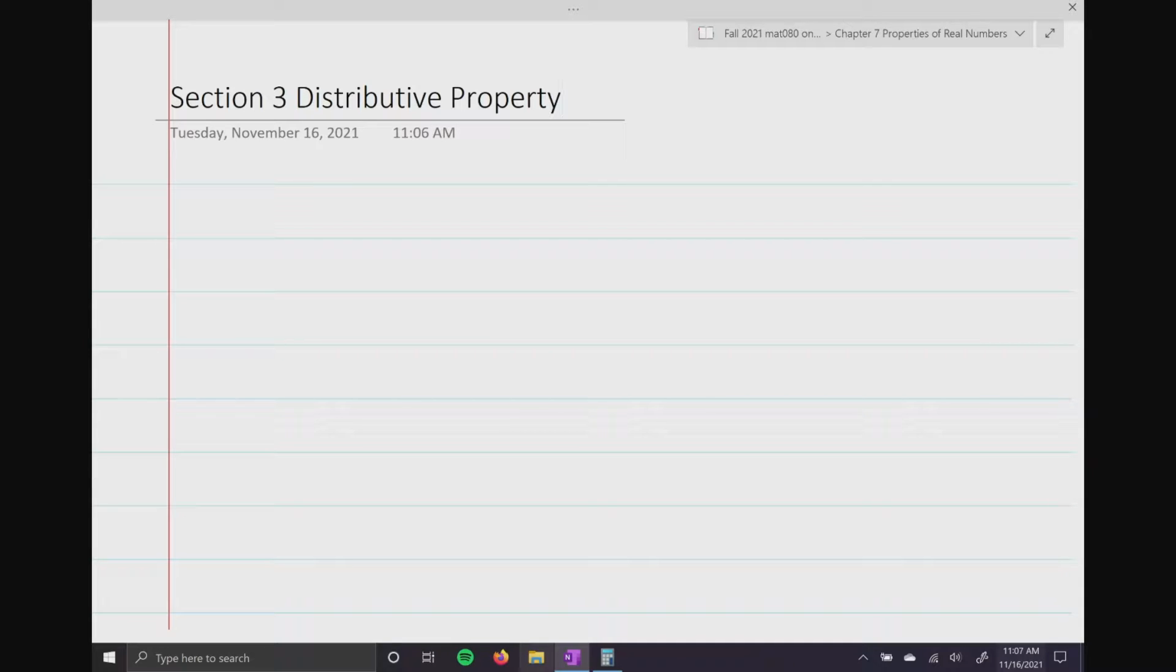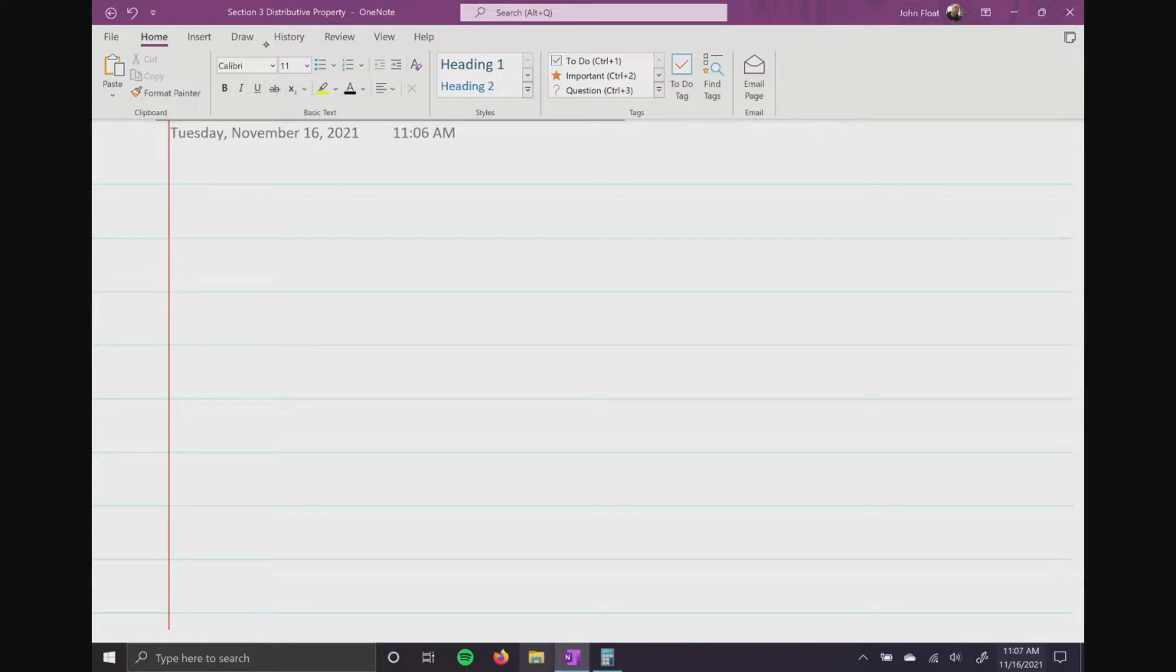All right, so here we are in section 3, and this is definitely one of the most important properties that you're going to learn from now until you are done with math, which is called the distributive property, okay? So what I'm going to do is go ahead and define it, and then I'm going to show you how it works. Sorry, let me change my color. Let's use a black marker here.